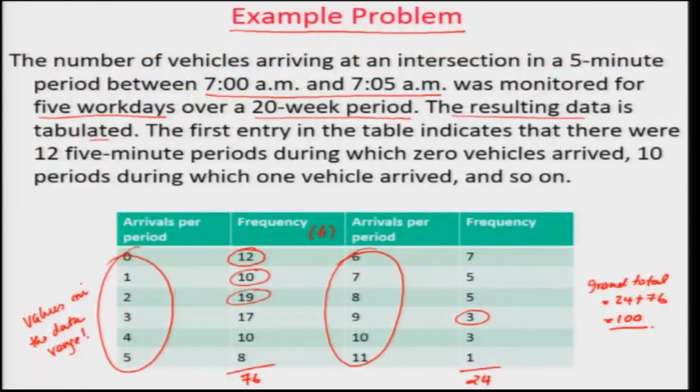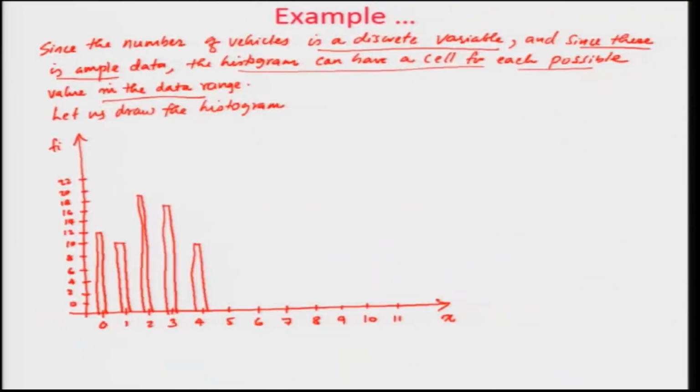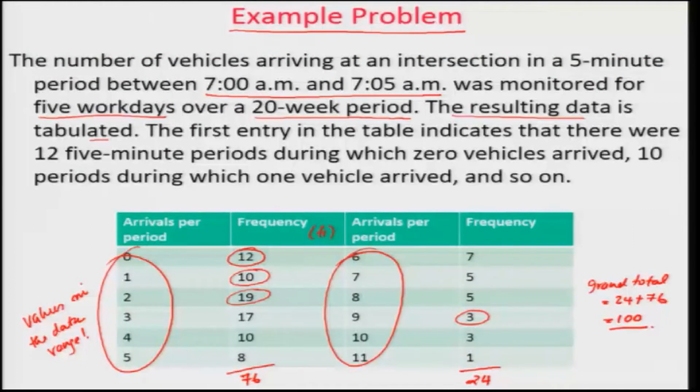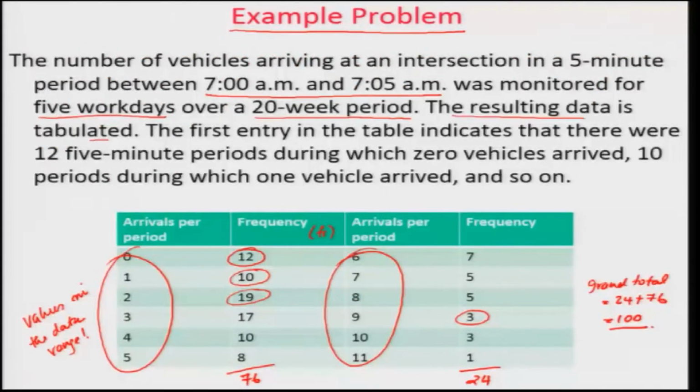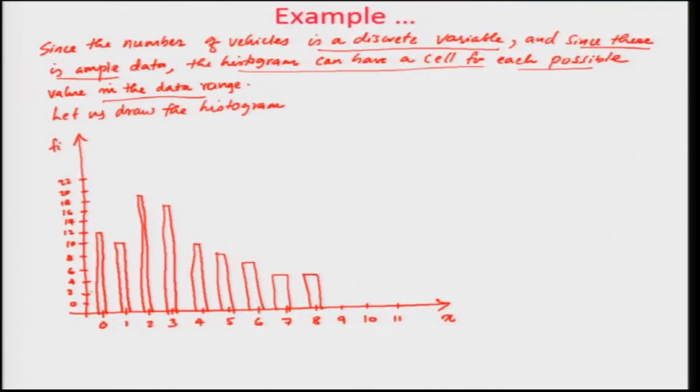Okay. 4 is 10, 5 is 8, 6 is 7, so slightly less than that. Then 7 is 5, 8 is also 5, then 9 is 3, 10 is 3, 11 is 1. Okay. So, if we draw a curve like this, what can you say?